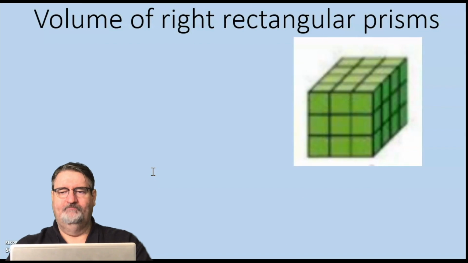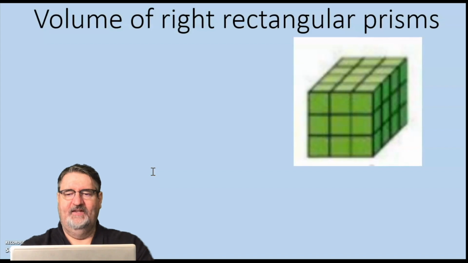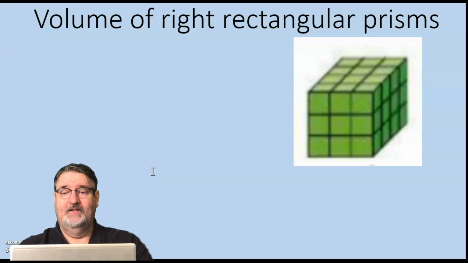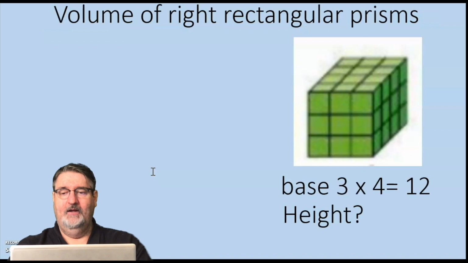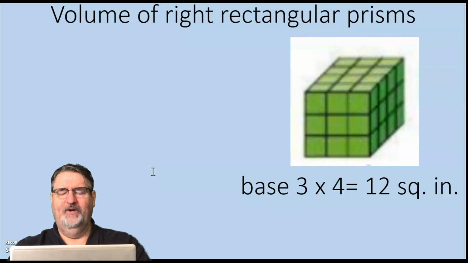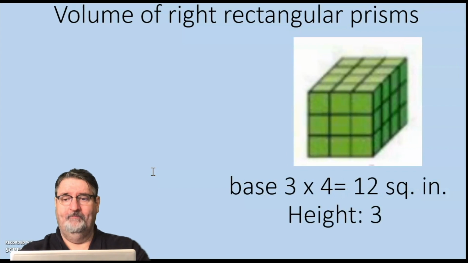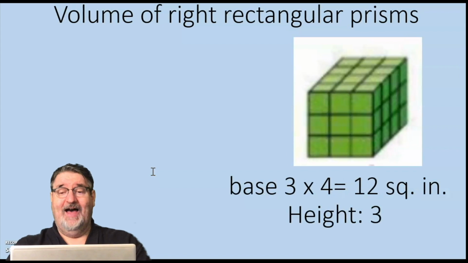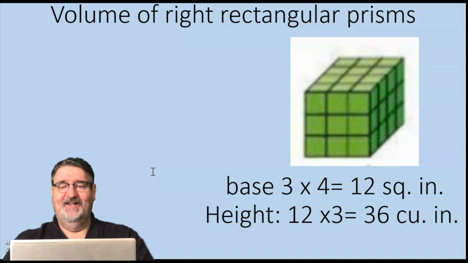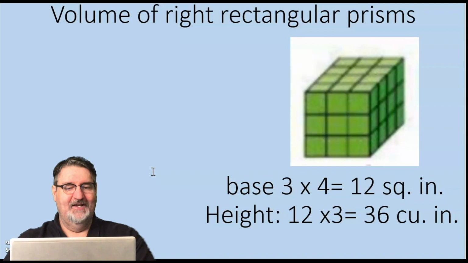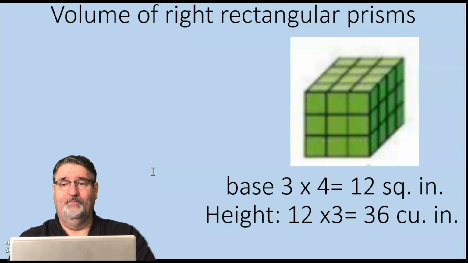On this next one, we can see that in the base there is a 3 and a 4 along that side. So we have 3 times 4 equals 12. And the height, when we look at it, is 3. So on that one, when we do 3 times 4 equals 12 and the height is 3, then we get 12 times 3 equals 36 cubic inches. So that's how we solve finding the volume of right rectangular prisms.